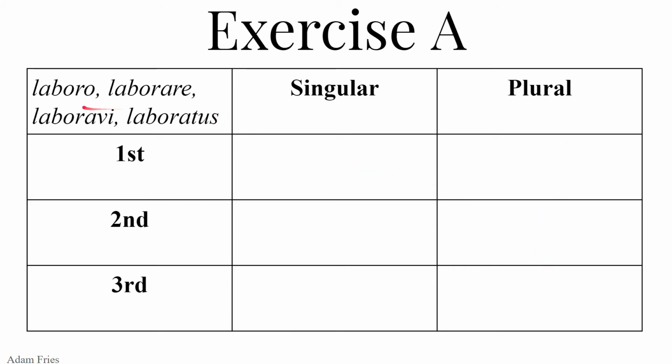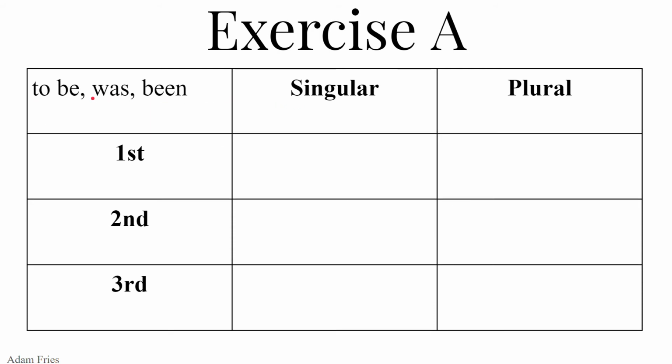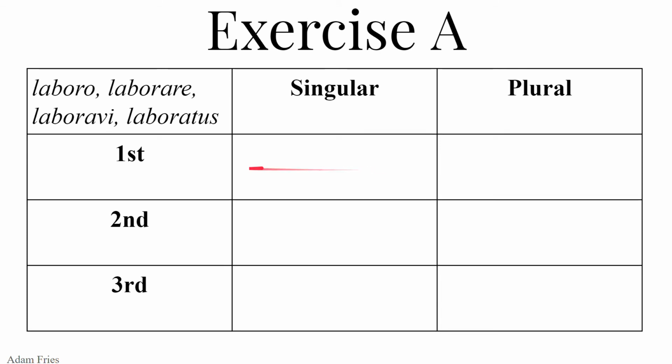In Latin, laboro, laborare, laboravi, laboratus. So the first person singular is the first principal part, laboro. So you put laboro in this blank. Go to the second principal part, chop off the RE, labora. This is the verb's present stem. This is a first conjugation verb. It has the O, are, avi, atus endings for the principal parts.